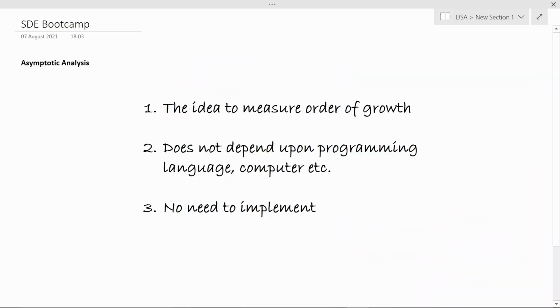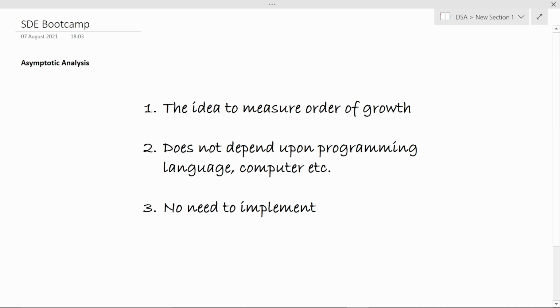The thing about asymptotic analysis is we evaluate the performance of an algorithm in terms of input size. We calculate how the time taken by an algorithm increases with respect to input size. The best thing about asymptotic analysis is it doesn't depend upon the programming language and doesn't depend upon the machine. One more thing, you don't have to implement the algorithm. You have some logic in your mind, you just write the steps and you can analyze it using asymptotic analysis.